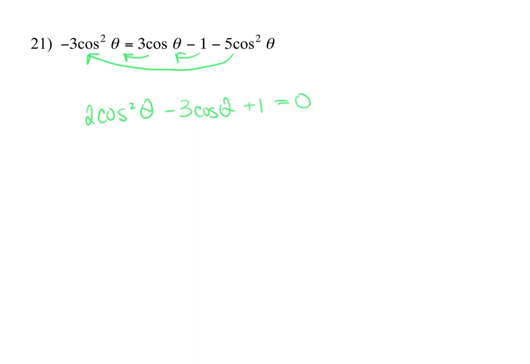Now, here's where you struggled on your current quiz. Some of y'all got to this point and you took like a cosine out. You can't take a cosine out. There's a 1 that doesn't have a cosine to give you. You need to look at this guy as what it is.